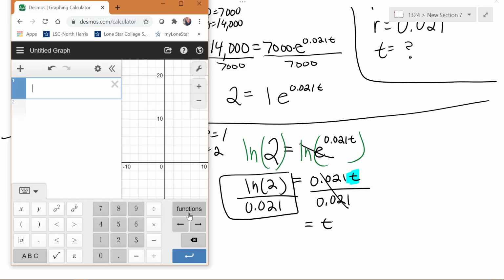In my calculator, I'm going to type natural log of 2. Make sure you highlight all of that. Hit divided by. You want that fraction line to go underneath the ln and the parentheses. And then I'm going to type in my 0.021. So it looks like we get about 33 years. So our t value is 33 years.